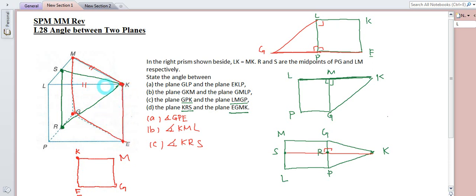K, E, G, M. Then the green color one is actually here. Go this way, go down, then go up. This is S, this is R. I hope that you can imagine that. So where is the straight line that we are looking for? This one, straight line. So the angle that we want is actually MKS. After this question, I hope that you are more clear how to determine the angle between two planes.